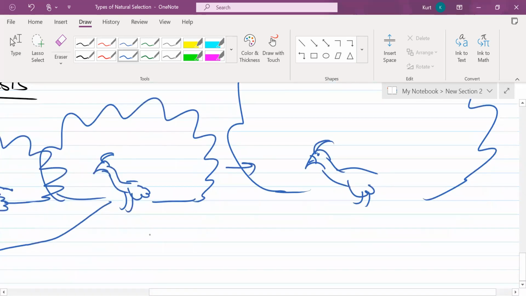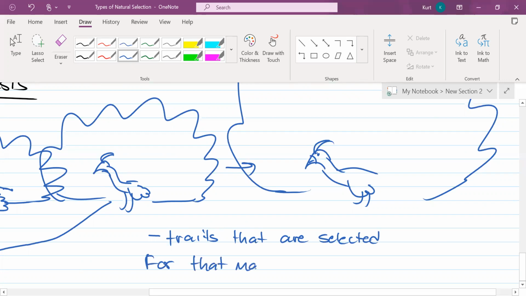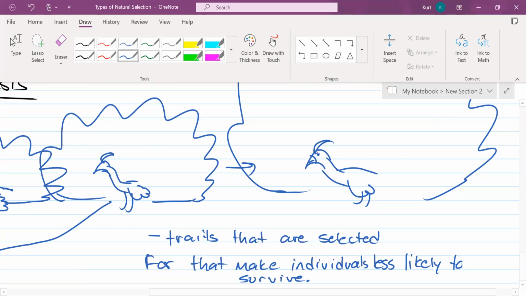So in the runaway hypothesis, it goes like this. Traits that are selected for make individuals less likely to survive. Too much of a good thing. The feathers just became way too much, and they actually became so heavy they weighed the bird down. The bird can't fly anymore, and it can't escape predators. Bird's dead. Too much of a good thing. That's the runaway hypothesis.